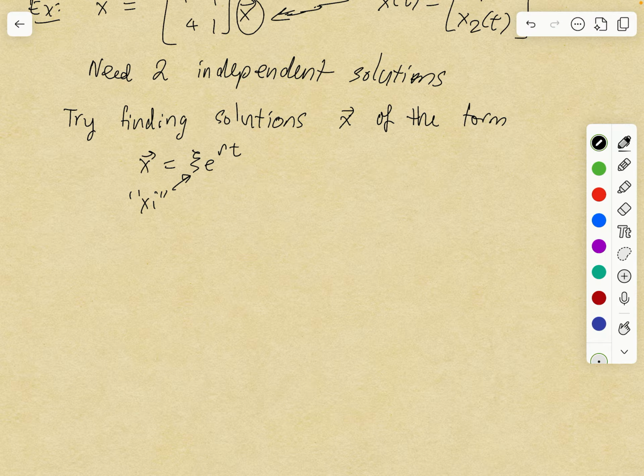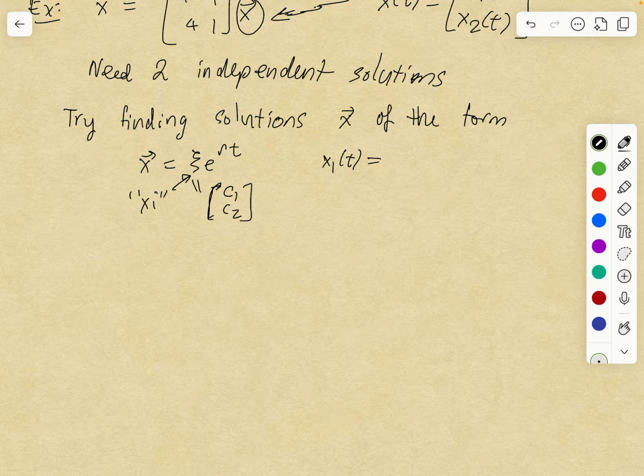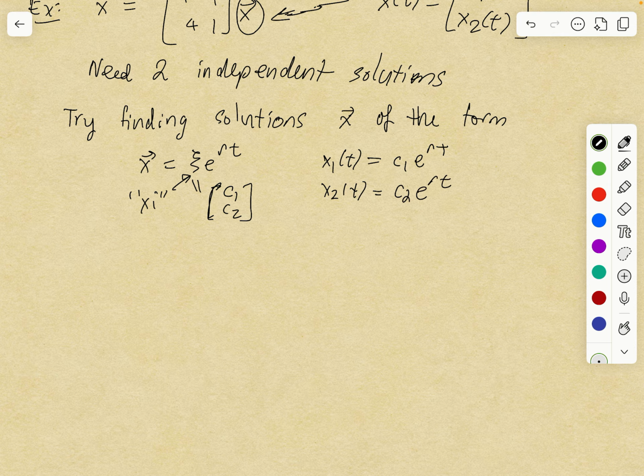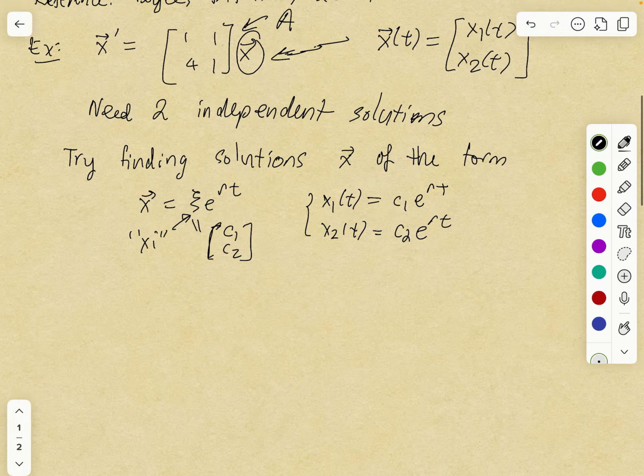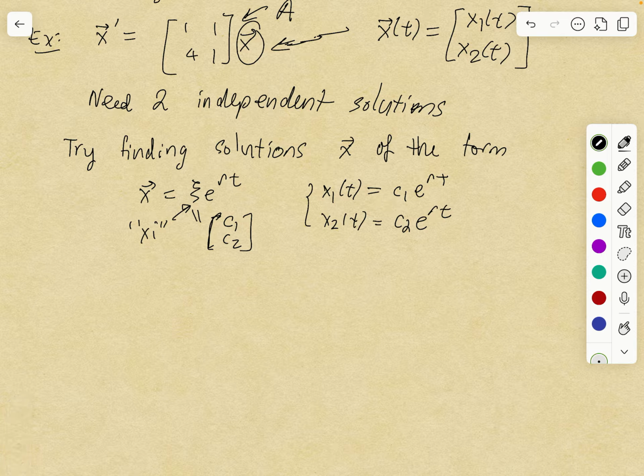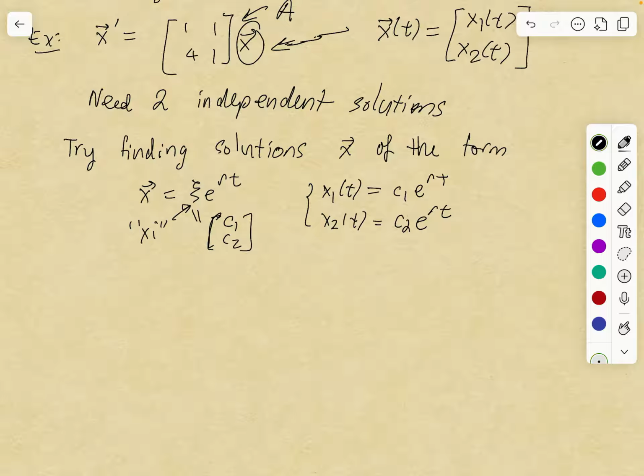Let's just write it in terms of the component functions. If this xi is equal to c1, c2, then my x1 of t would just be c1 e to the rt, and x2 of t would be c2 e to the rt. So we're trying to find x1 and x2 of this form that satisfy this system of equations. Now we're going to find the c1 and c2 and the r that make this matrix vector equation work.